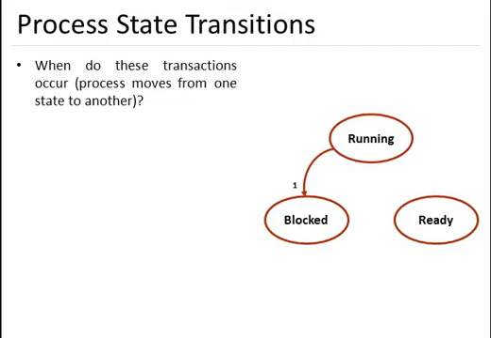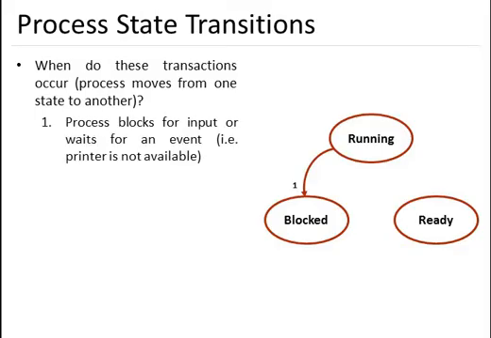Okay, the first one is from running to blocked. When this kind of situation occurs, the process blocks for input or waits for an event. In that kind of situation, the process can be transferred from running state to blocked state. For example, a process wants to read data of a certain file, which is right now not available, so it will be blocked for some time, and once it gets its resource, it will be ready to execute.